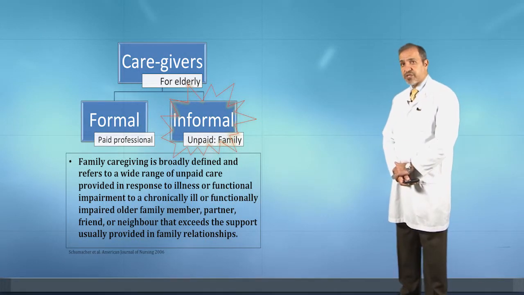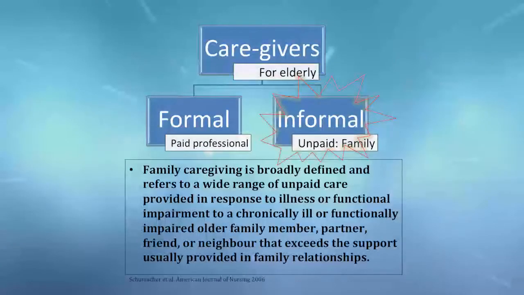So when you look at caregivers classification, they're generally divided into formal and informal, while the formal ones are usually paid professionals, and the informal ones are usually unpaid family members. Family caregiving is broadly defined and refers to a wide range of unpaid care provided in response to illness or functional impairment to a chronically ill or functionally impaired older family member, partner, friend, or neighbor that exceeds the support usually provided in family relationships.